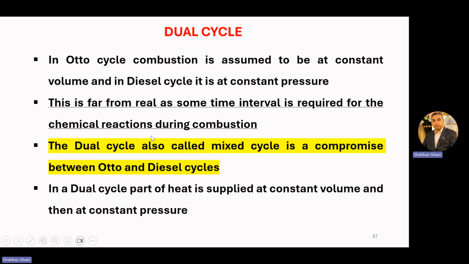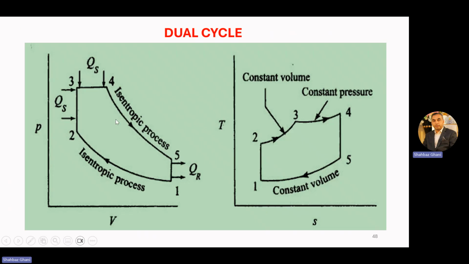Remember this. The dual cycle, also called the mixed cycle, is a compromise between the Otto and diesel cycles. In a dual cycle, part of the heat is supplied at constant volume and then at constant pressure. So the PV diagram will look like this. You have the same intake process, then the same isentropic compression. Part of the heat addition is at constant volume, part at constant pressure.